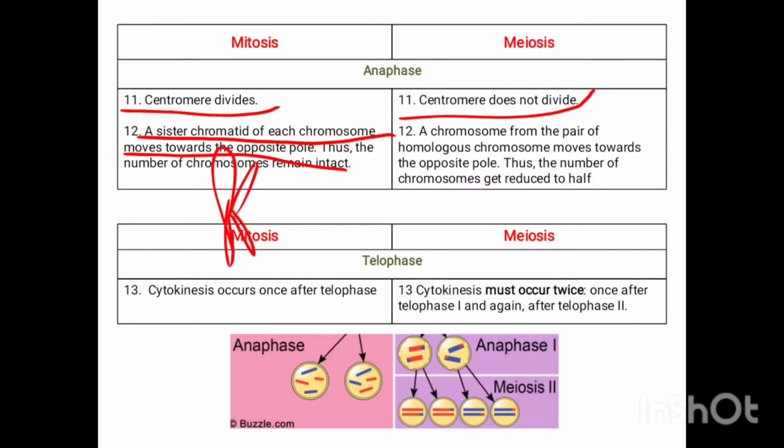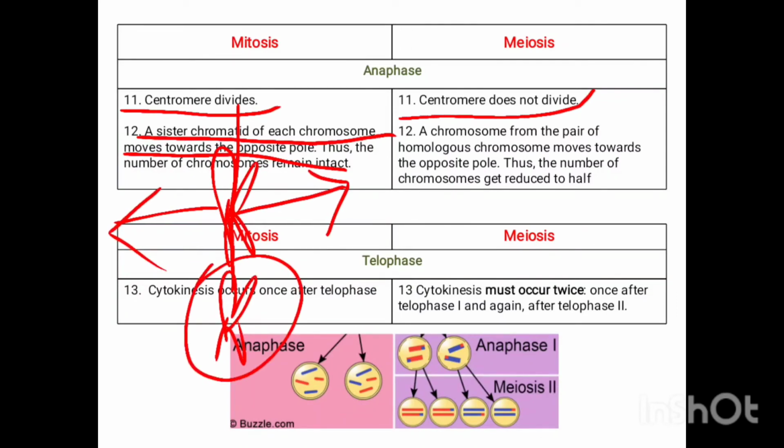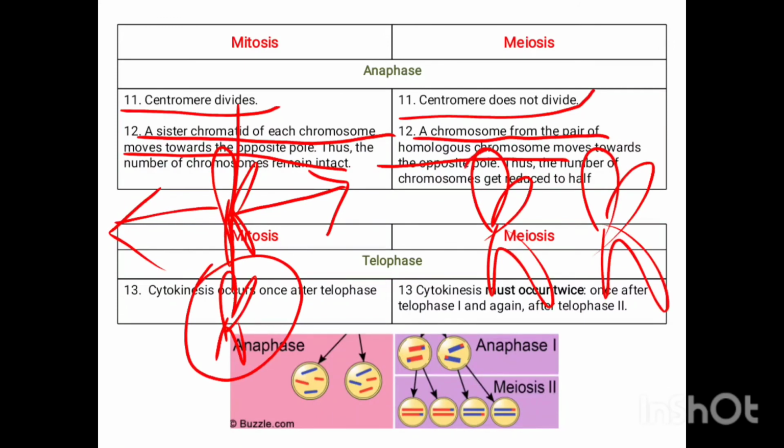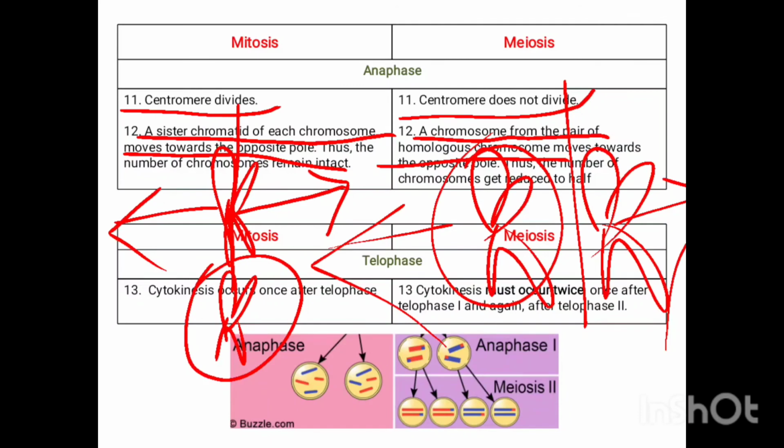That is, if this is a chromosome and this is another chromosome, then one chromatid from this chromosome will move towards this direction and the other will move towards that direction. And the same thing will happen to this chromosome also, and as a result the number of chromosomes remains the same. Whereas in case of meiosis, a chromosome from the pair of homologous chromosomes will move towards the opposite pole. Now, if this is the pair of homologous chromosomes, then one chromosome will move towards this direction and the other will move towards that direction. And as a result, the number of chromosomes gets reduced to half at the anaphase stage of meiosis 1.